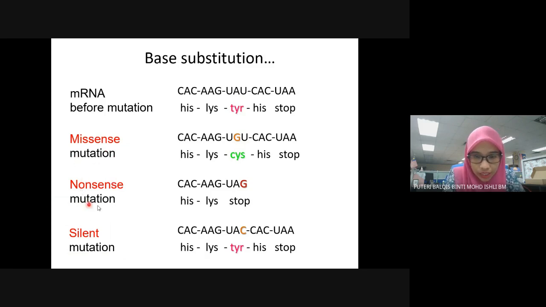Nonsense mutation apabila kita tukarkan base, contoh kita tukar U kepada base G, UAG. Nonsense mutation apabila mutation ni akan membawa kepada stop codon. Bila dia membawa kepada stop codon, kita panggil sebagai nonsense mutation.